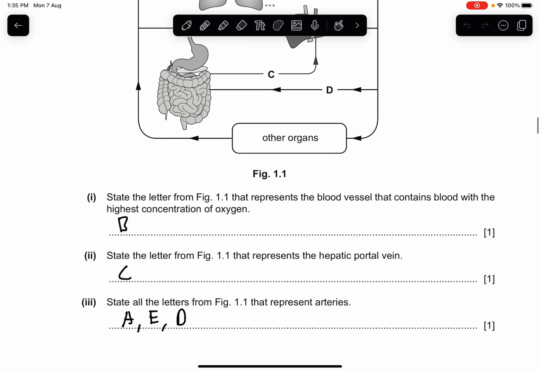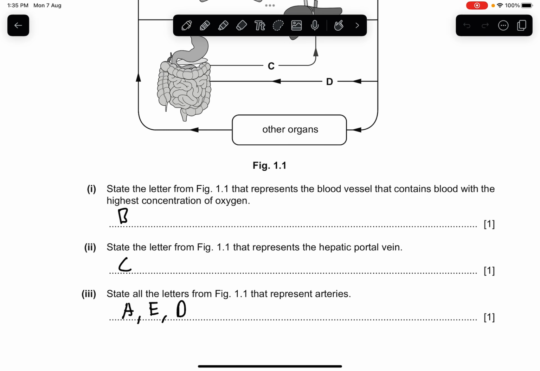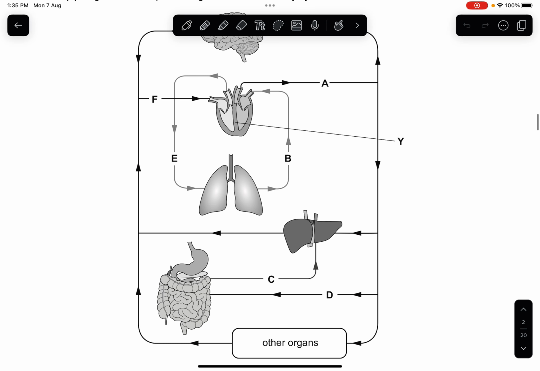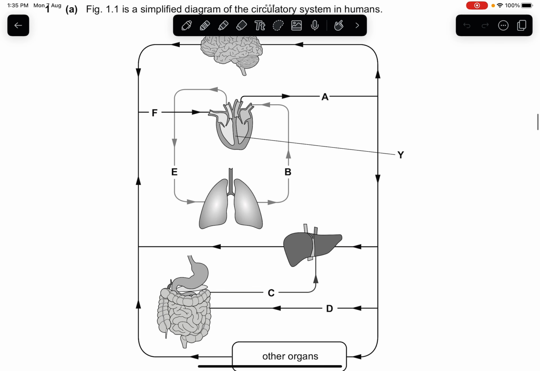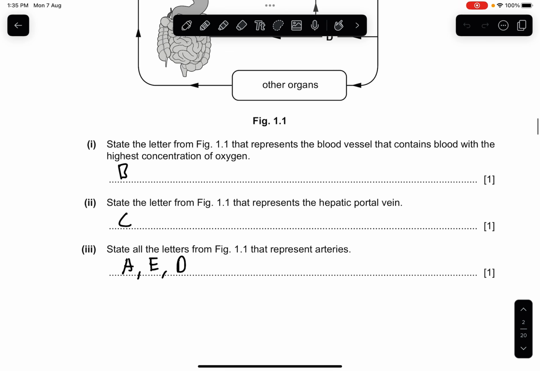State all of the letters from Figure 1.1 that represent arteries. So it's A, E, and D. A is the aorta, E is the pulmonary artery, and D is basically the artery that's going towards the organs, even though there's no name. So this is 1 mark only for all 3 letters.